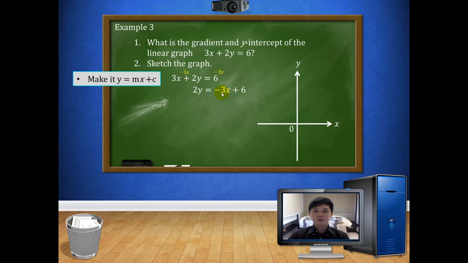You notice that I put negative 3x in front of 6 here. This is because I want to make it y equals mx plus c. Next, to make y the subject, I simply have to divide by 2 for each term. And we will have y equals negative 3 over 2 x plus 3. Now, can you tell what is the gradient of this equation here? Yes, it is negative 3 over 2. And what is the y-intercept? Yes, it is positive 3. In order to sketch the graph, I simply have to draw a downward sloping graph that cuts the y-axis at 3.